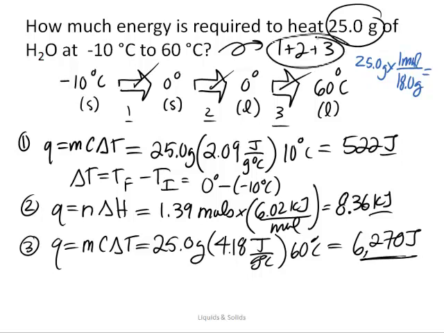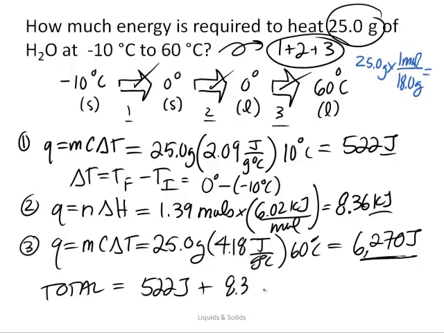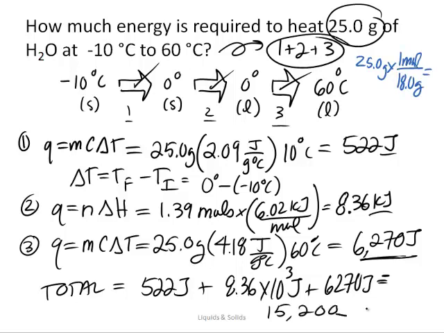So now we just need to sum the total of them. Kilojoules or joules, it doesn't matter. Since we have only one in kilojoules, let's convert that into joules. So that's going to be 522 joules plus 8.36 times 10 to the third joules plus 6,270 joules. And that is going to give us a value of 15,200 joules, or 15.2 kilojoules if you kept it in kilojoules.